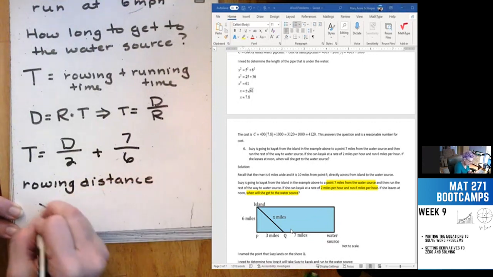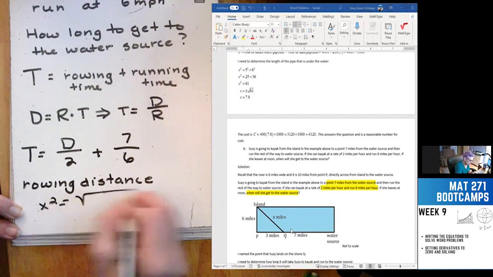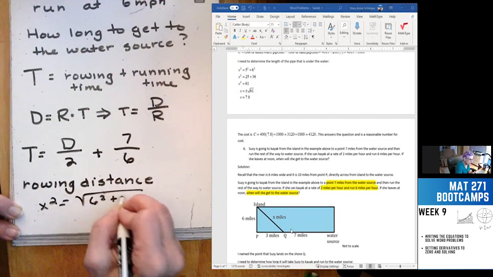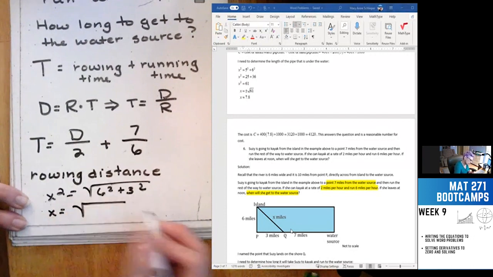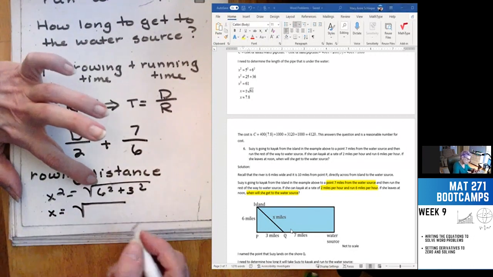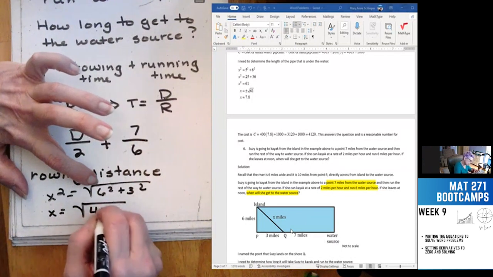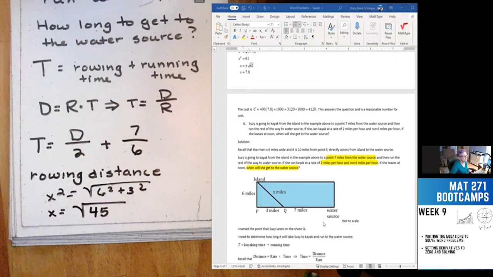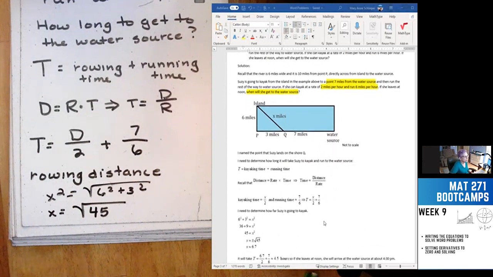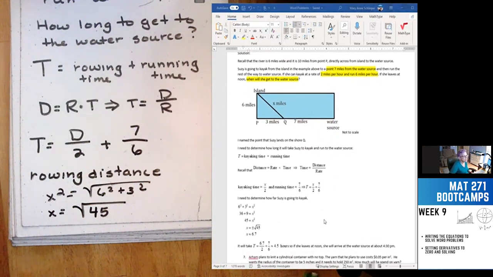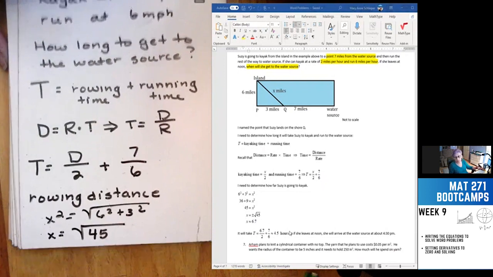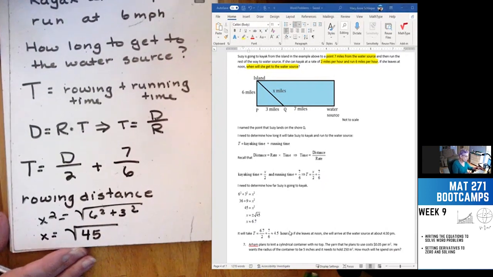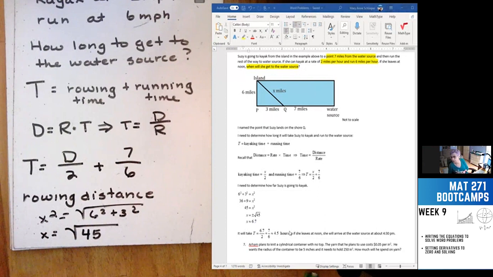Which is x squared equals 6 squared plus 3 squared. So x is equal to the square root of 36 plus 9, looks like 45. And yep, about 6.7. So then you can figure out that it takes about 4.5 hours for her to get to that water source. So hopefully she brought some water with her, and she's not going to wait till she gets there.